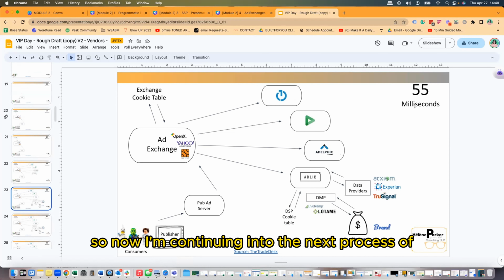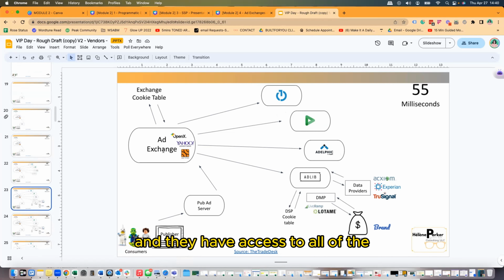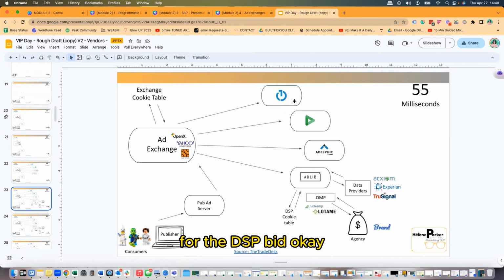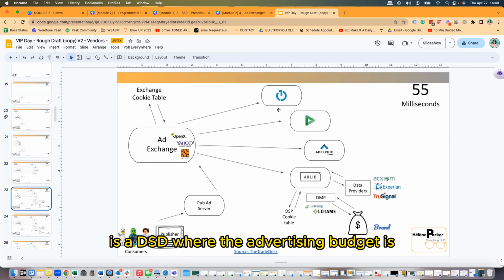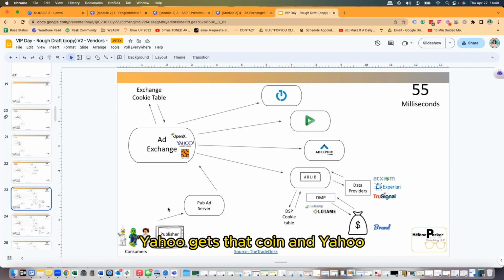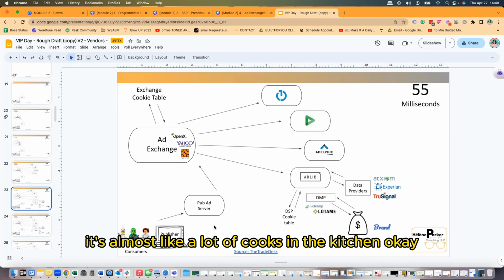Okay, so now continuing into the next process of 55 milliseconds. At that point, the ad exchange sends the request, because again, all those DSPs are competitors with each other, and they have access to all of the ad exchanges that are competing against each other for the DSP bid, okay? Because the DSP is where the advertising budget is. And so if The Trade Desk wins a bid via Yahoo, Yahoo gets that coin, and Yahoo gets to pay the publisher and serve the publisher, okay? So it's almost like a lot of cooks in the kitchen, okay?